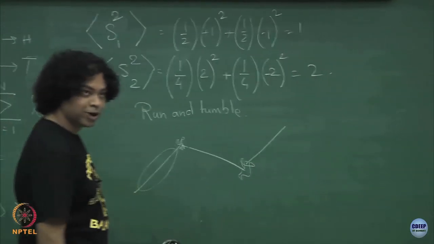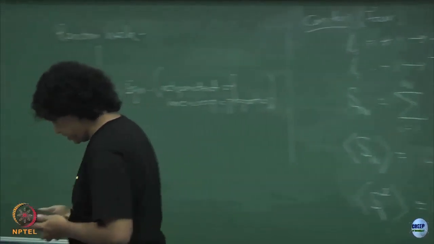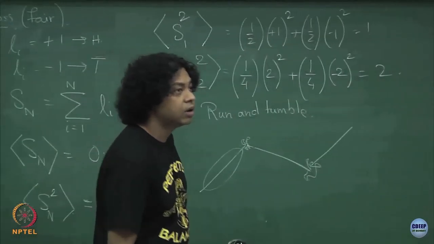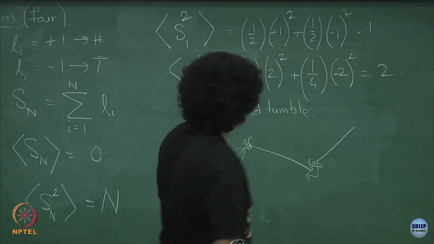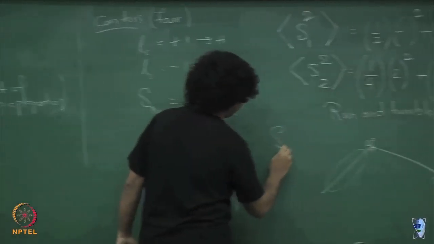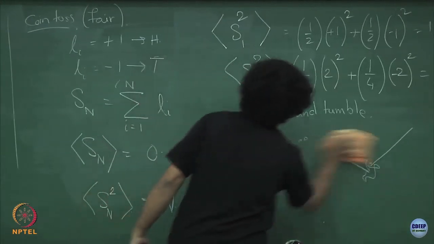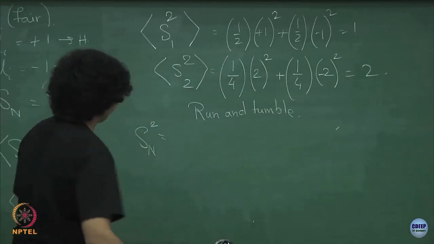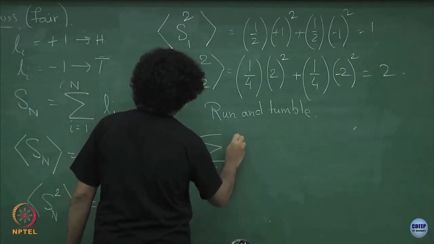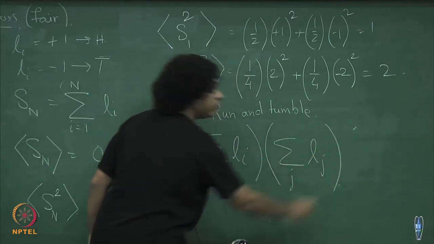So what is S_N squared? N, not N squared. How do I define S_N squared? So you understand how I construct the sum, right? I just take the square, so S_N squared is just the square of this object: sum over i of l_i, sum over j of l_j.